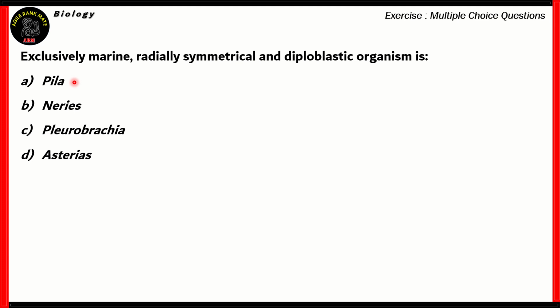Which of these options contain an exclusively marine, radially symmetrical, and diploblastic organism? Is it Pila, Nereis, Pleurobrachia, or Asterias? So, which of these options are correct? Pila belong to the snail family. So first of all, they're not exclusively marine. Second of all, they are triploblastic, and they are bilaterally symmetrical.